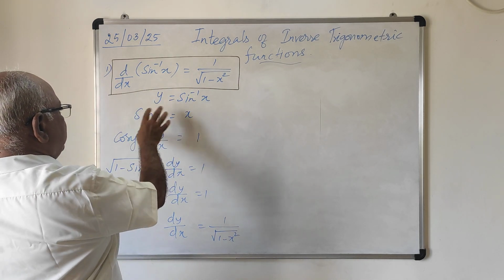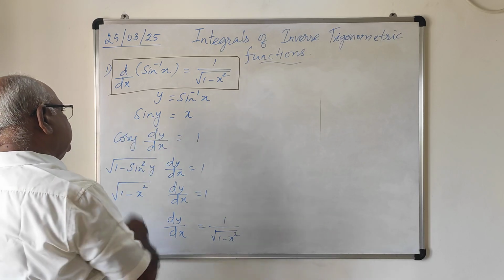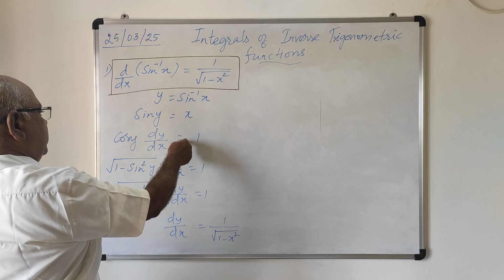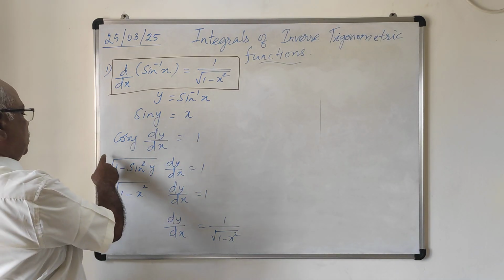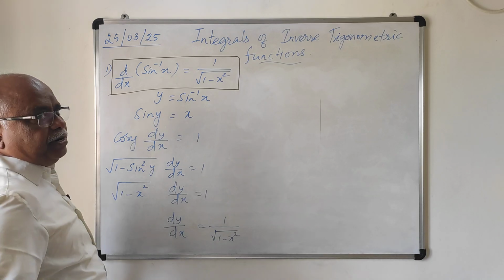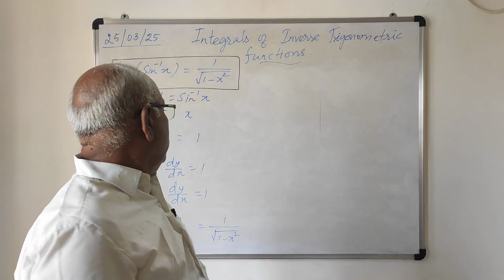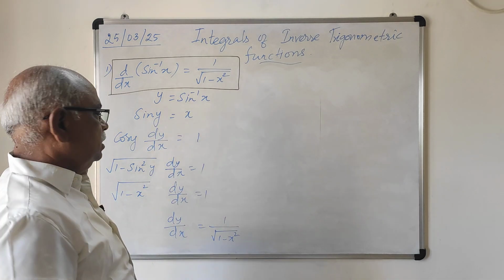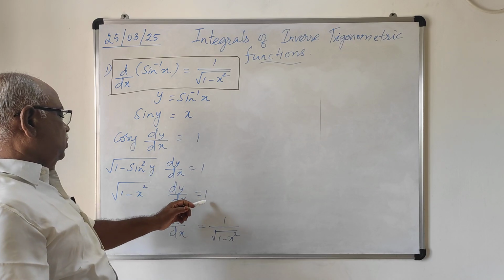Now again differentiating with respect to x, derivative of sin y is cos y into derivative of y, dy by dx, equal to derivative of x, which is 1. And you know cos y is root of 1 minus sin square y by trigonometric identity. So sin y is x, therefore replace sin square y by x square. Therefore root of 1 minus x square into dy by dx equal to 1.